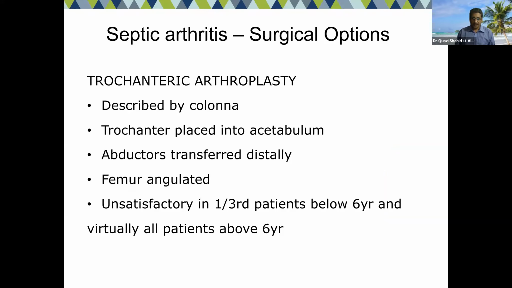Trochanteric arthroplasty. It is first described by Colonna. Here the trochanter is placed into the acetabulum and the abductors are transferred distally, and these are achieved after making an angulation at the femur. But remember, it is clearly written in most of the journals that it results unsatisfactory in 1/3 of the patients if the age is below 6 years. And above 6 years of age, it is virtually unsatisfactory for all patients. So it is definitely not a very good procedure, but sometimes it may be the only option we have.